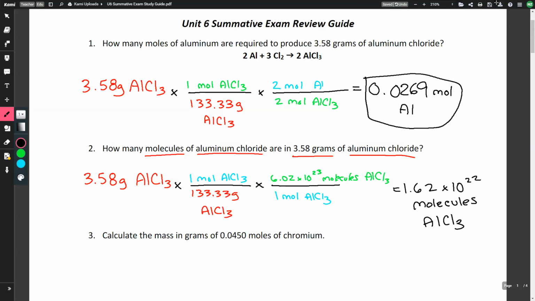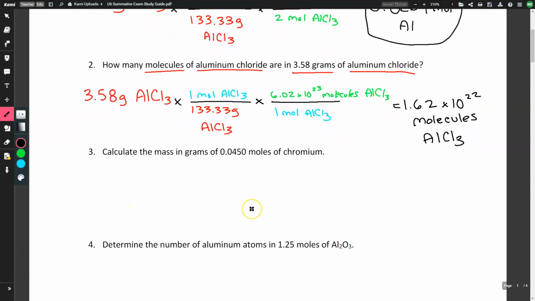All right. Number 3. Calculate the mass in grams of 0.0450 moles of chromium. Okay, we're not going to need an equation for this one. Always start with the given. So 0.0450 moles of chromium. To go from moles to grams or mass, we're going to need the molar mass. So for every 1 mole of chromium, we go to the periodic table and look that up. And its mass is 52.00 grams of chromium.